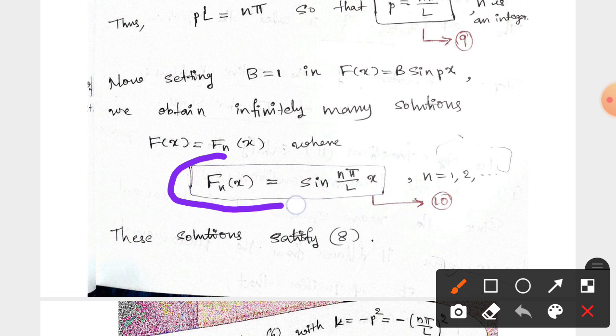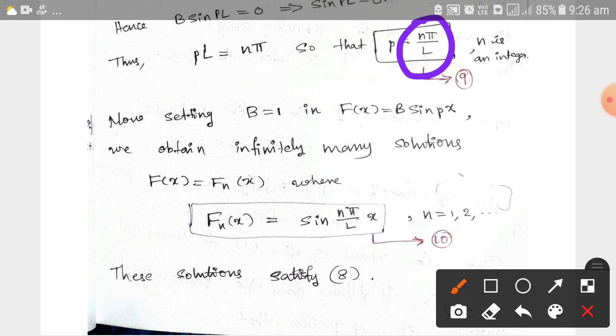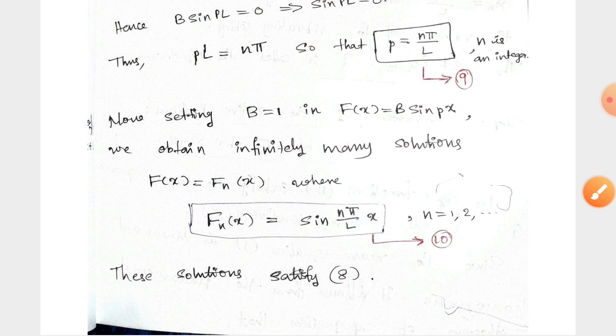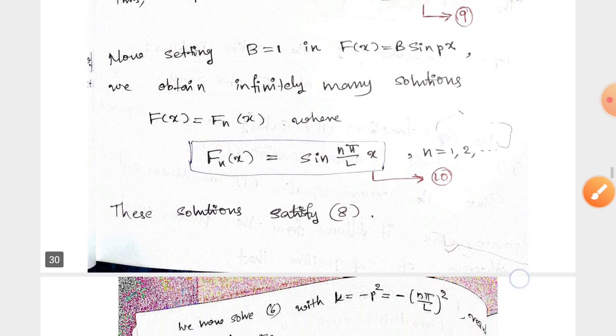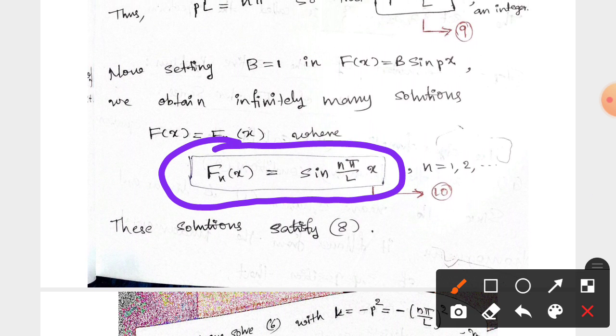So f of x is sin, where b is 1. If you substitute p as n pi by l, we will get fn of x as sin n pi by l x. This is equation number 8. So this is the solution of equation number 5.